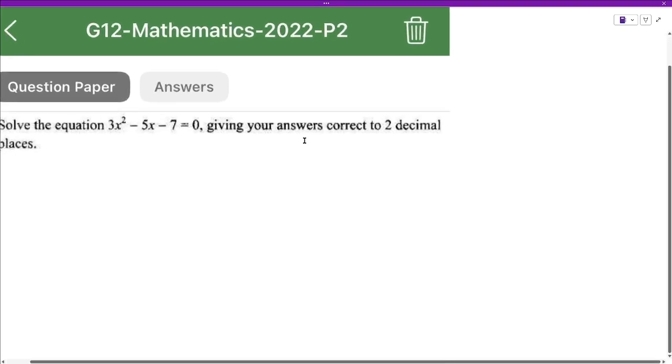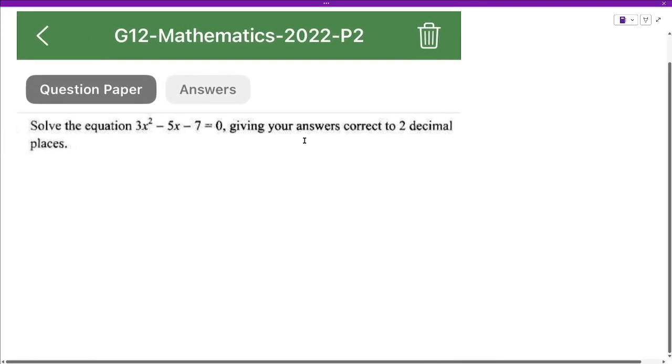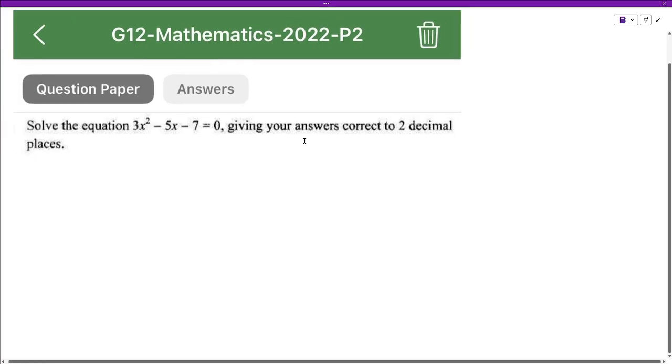I think it's a bit too small. Let's try to zoom in. Yeah, I think that's better.